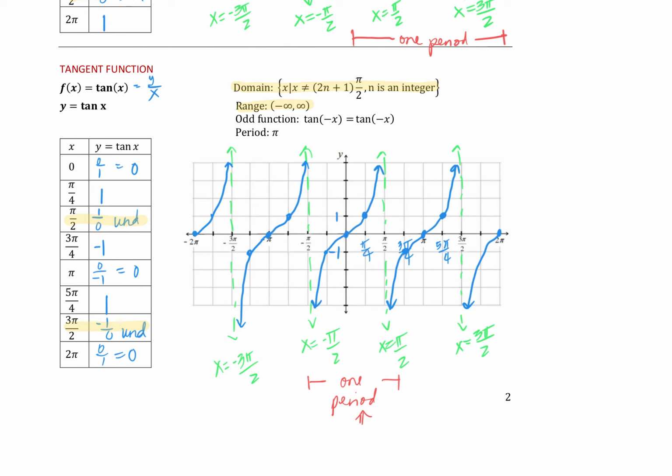And then tangent is an odd function. So here's my typo. Tangent of negative x is equal to negative tangent of positive x. So that means odd function, you pull the negative out. And I think we're good for the tangent function. Let's move on. Oh, sorry, we're not. Period is pi. So after a distance of pi, then it repeats itself.